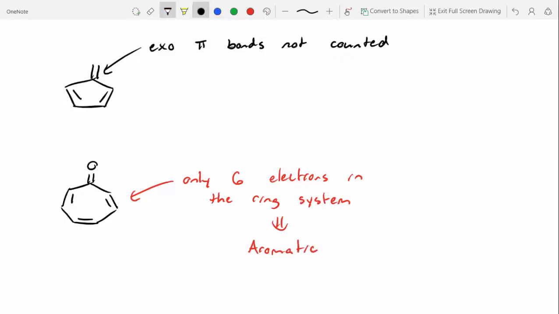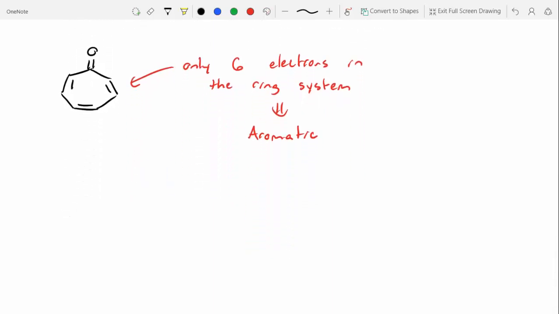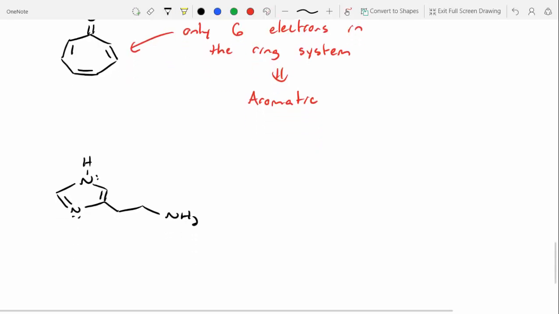All right. Does anybody here suffer from allergies? Here's a good one for allergy sufferers. This is histamine. I want you to determine if the ring in histamine is aromatic or not.